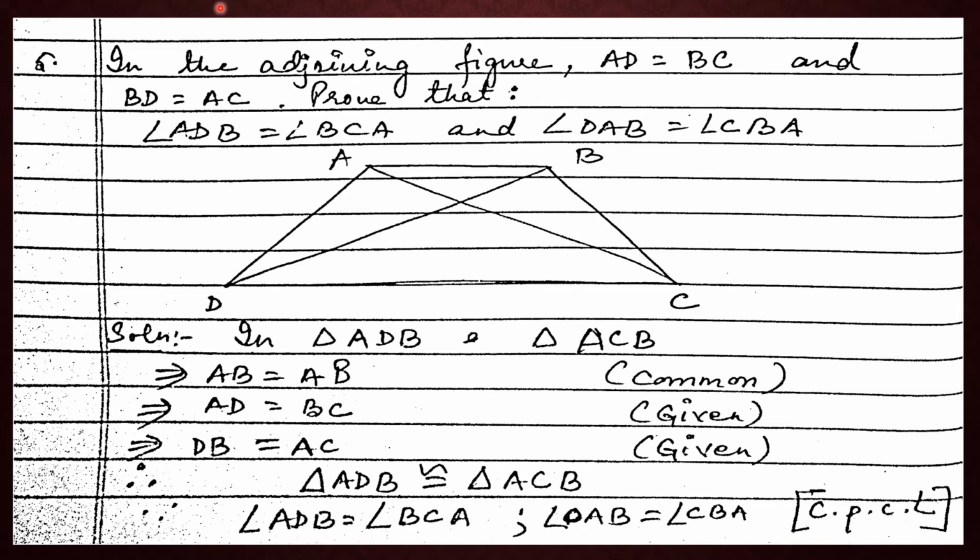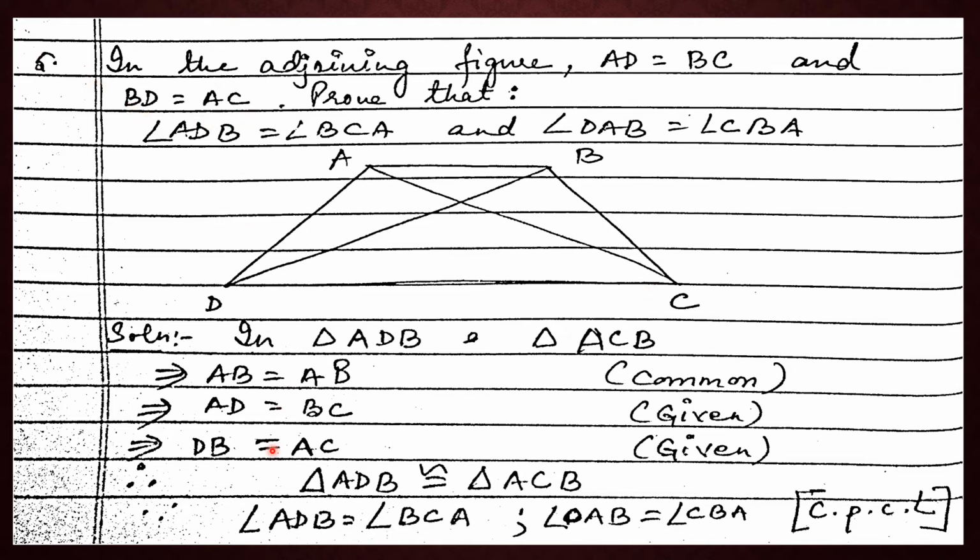Next question we have, in the given figure, AD is equal to BC and BD is given equal to AC. We need to prove that these two angles are equal to each other. Now we have the sides given: AD is equal to BC, that is given to us. AB is a common side because it is part of both the triangles, triangle ADB as well as triangle ABC. So AB becomes common. DB and AC are also equal to each other, that is given to us in the question.